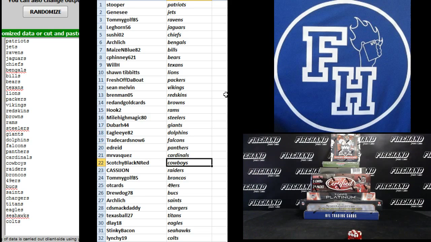Vasquez, Cardinals. Scotchy, the Cowboys. Cassie John, Raiders. Tommy Golf, Broncos. OT Cards, Niners. Drew Dog, Bucs. Arch Lich, Saints. CD Smack Daddy, Chargers. Texas Ball 27, Titans. Delay 18, Eagles. Stinky Bacon, Seahawks. And Lynchy 19, the Colts. There you go, guys. Start trading.